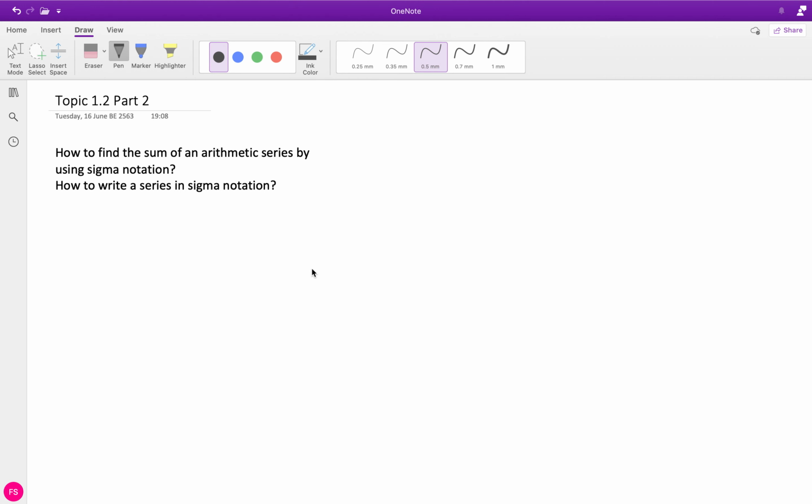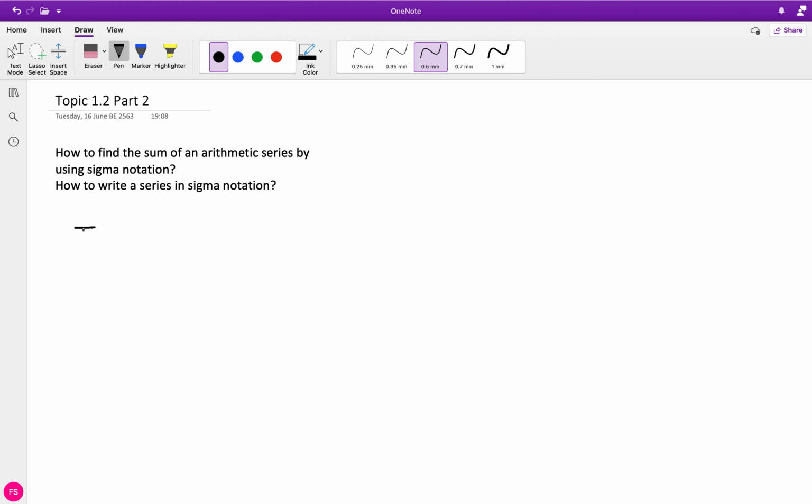Hi everyone, we're going to learn about sigma notation today, how to find the sum of an arithmetic series by using sigma notation, and how to write an arithmetic series in sigma notation. Now the question is, what is this sigma notation?